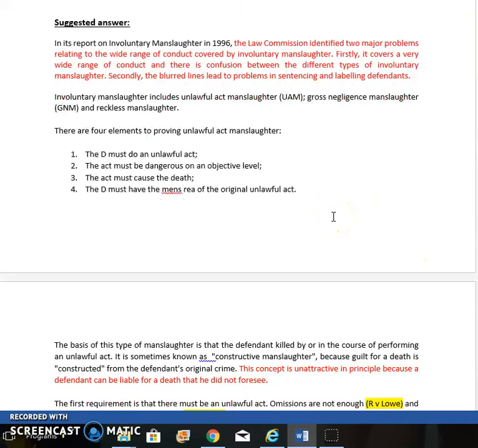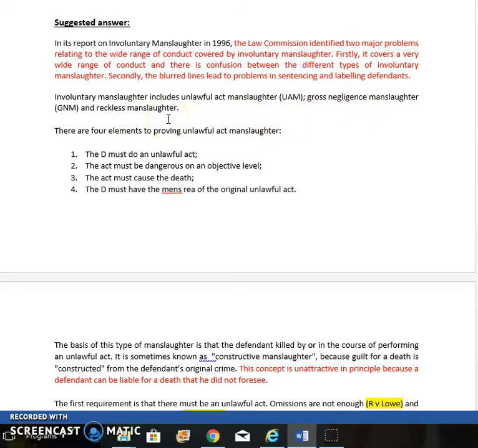So I've listed then the different types of involuntary manslaughter: unlawful act manslaughter, which I'm going to abbreviate to UAM, gross negligence manslaughter, GNM, and reckless manslaughter. And I'm going to tackle them in that order.